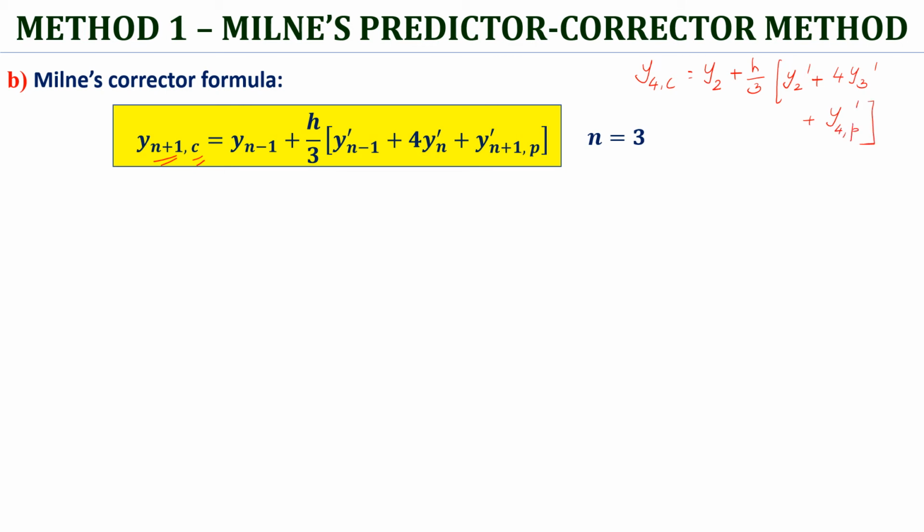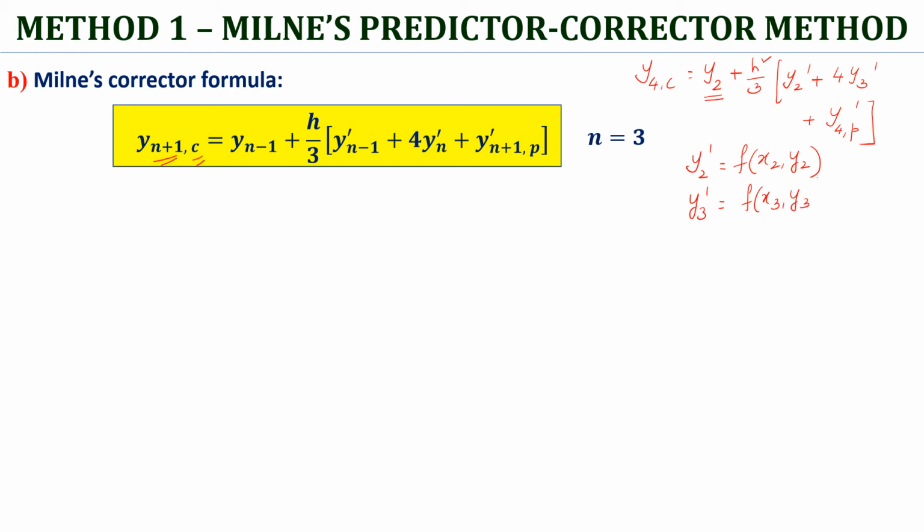You can do it with me. y2 is already given to us in the problem, or we would have found it earlier. h value is also known. So what do you guess y2 dash is from the given equation? It is f of x2 comma y2, because y dash is equal to f of x, y. And then what is y3 dash? As I told you, put the suffix as 3 everywhere. f of x3 comma y3.